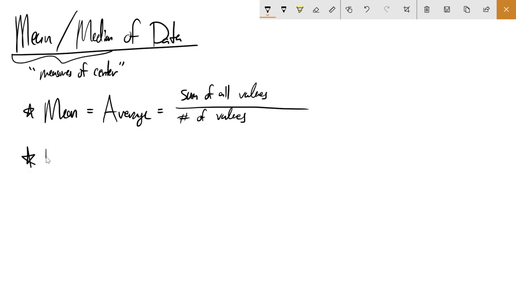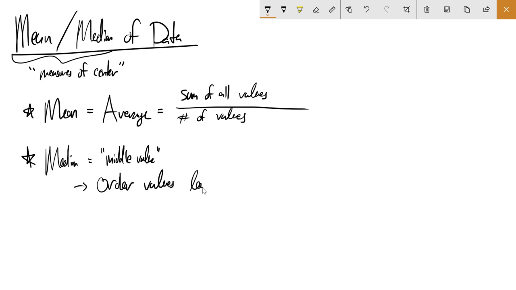The median is like the middle value, in the sense that you don't get the median by adding things up or anything. The way that the median works is it's a two-step process. You have to order your values from least to greatest. So first of all, you just order all your data. And then you pick the middle value. That's going to be your median.